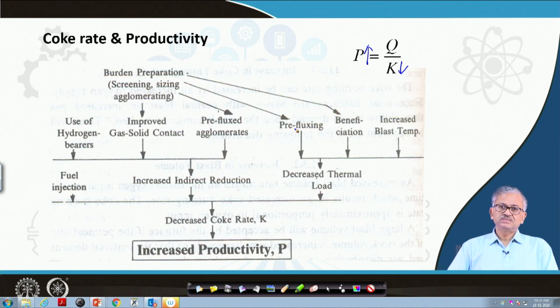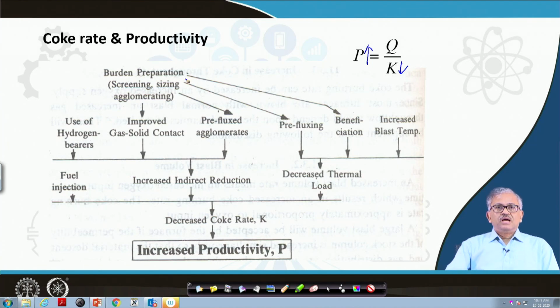And limestone addition is a thermal load in a blast furnace, because decomposition of the limestone is an endothermic reaction, so it requires heat, right? So if you can avoid charging the limestone by using the prefluxed burden like flux sinter, superflux sinter, obviously you can reduce the thermal load of the blast furnace. Okay. Another thing is increased blast temperature. If you increase the blast temperature, then the blast is carrying a lot of sensible heat along with it. As a result, it also reduces the thermal load of the blast furnace.